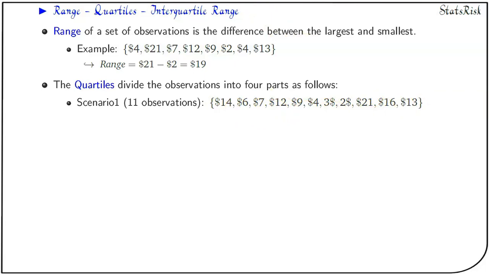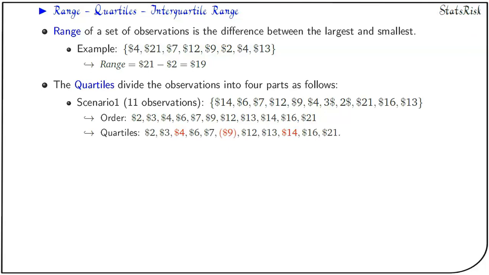To calculate the quartiles, we go through a couple of steps. The first step is to order the observations from the smallest to the highest. The numbers on this line are the same as the ones in the bracket; the only difference is that they are now ordered. After ordering, the next thing to do is to identify the middle position. Middle in the sense that on the left hand side we have 5 observations, and on the right hand side we have 5 observations.